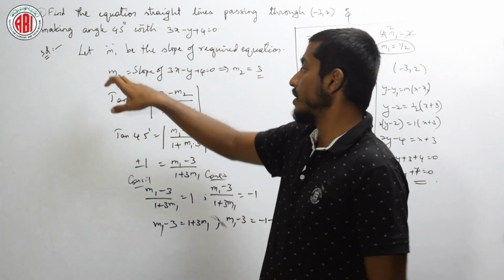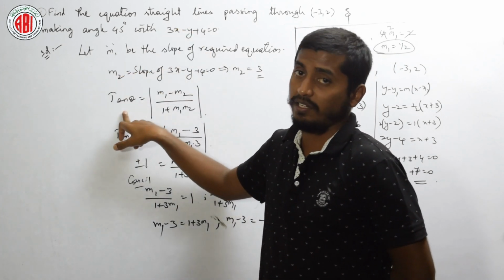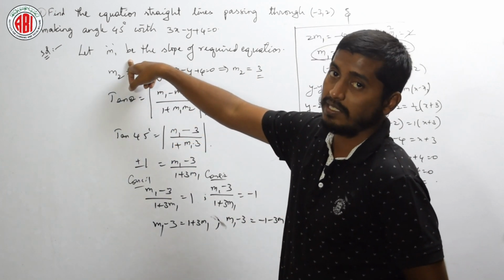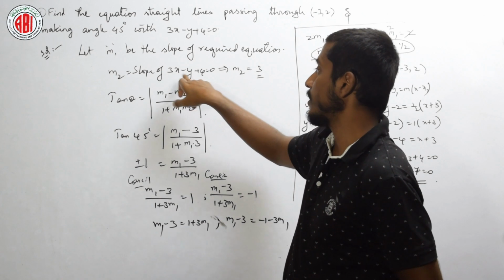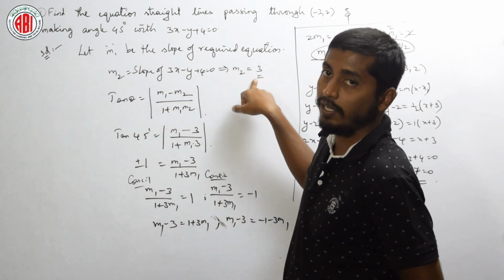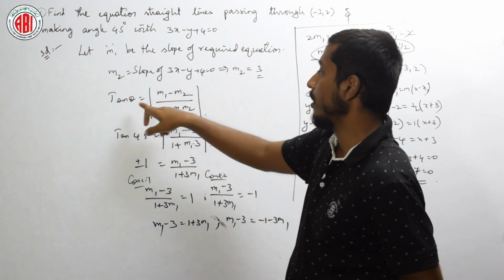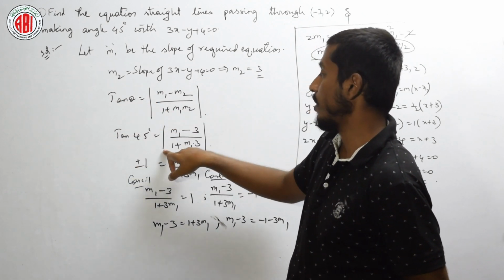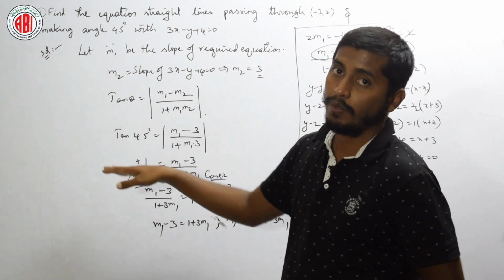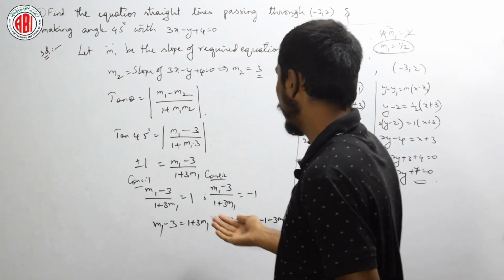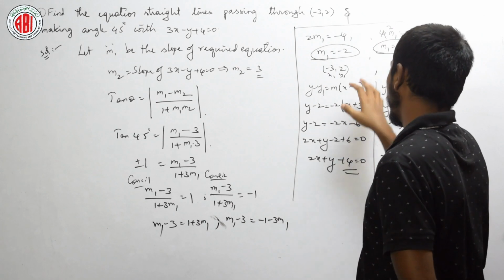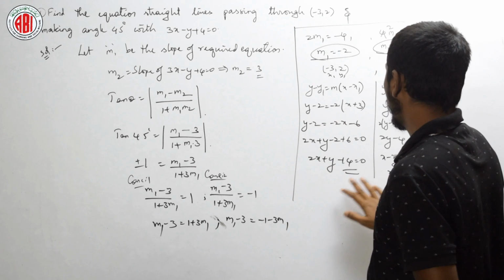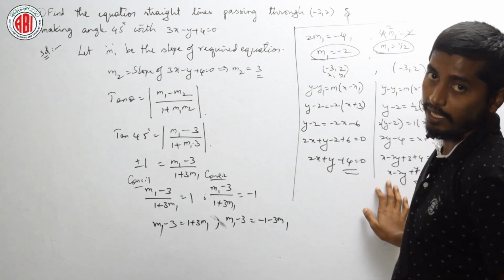Is it okay? Since we know the formula of tan theta includes both the slopes, that is why we have assumed the slope of the first line is m1 and the slope of the second line is m2. We have found the value of m2, we have substituted it, the angle is given as 45, that is tan 45 is 1. Since we remove the modulus, we get plus or minus on the opposite side. Therefore, we get two values of m1, and since it is passing through the given point, we got two different equations of straight line.